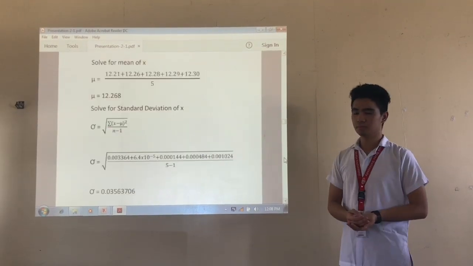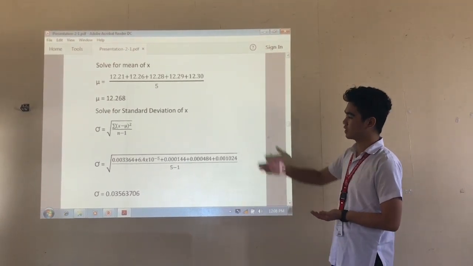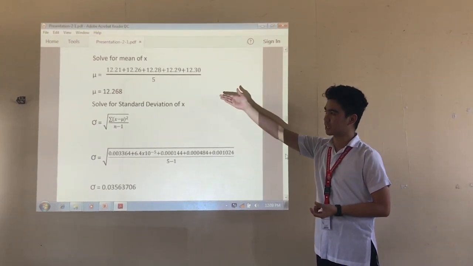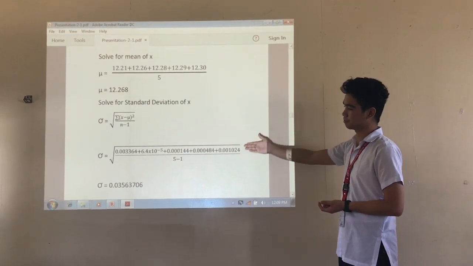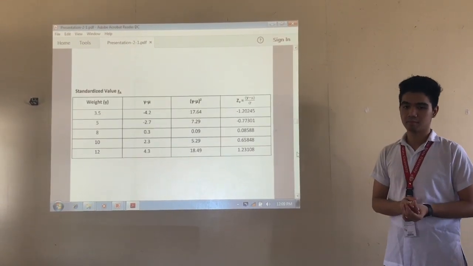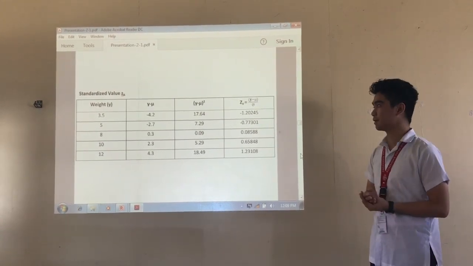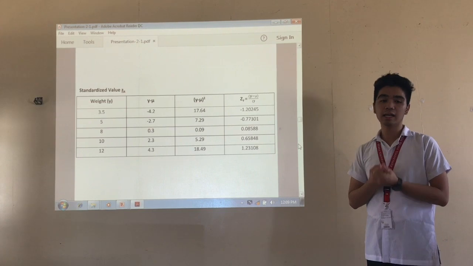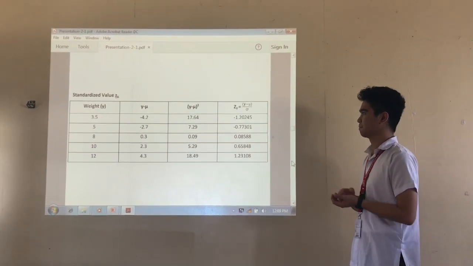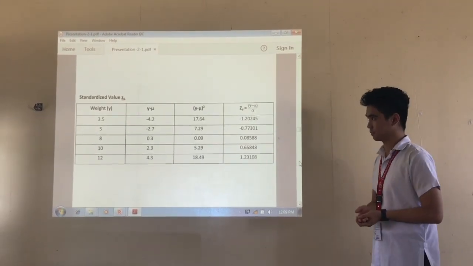So yan po ang solve for mean of x. Nakita naman po natin na yan pa rin po ang ating mean na ginamit natin kanina sa table. Ngayon naman po ay solve standardized value ng y. So kagaya po ng standardized value ng x, papalitan lang po natin yung x ng y. So ito po ang ating nakuha results.